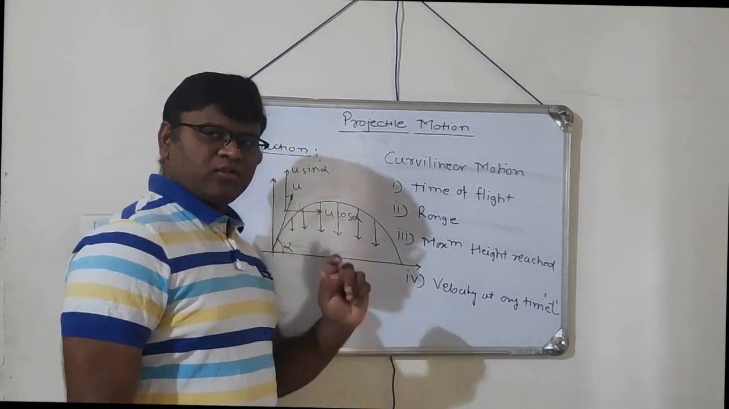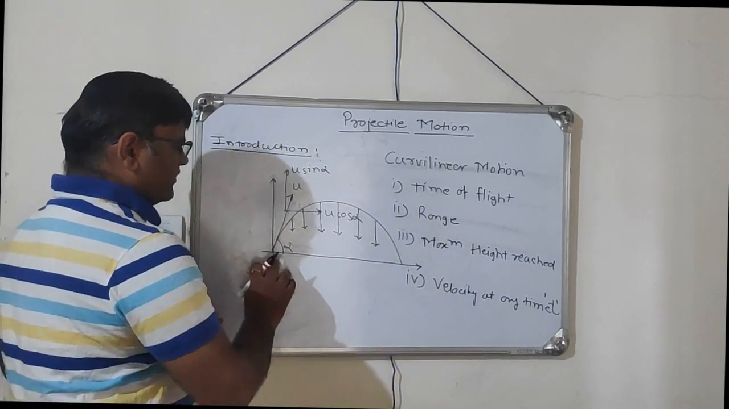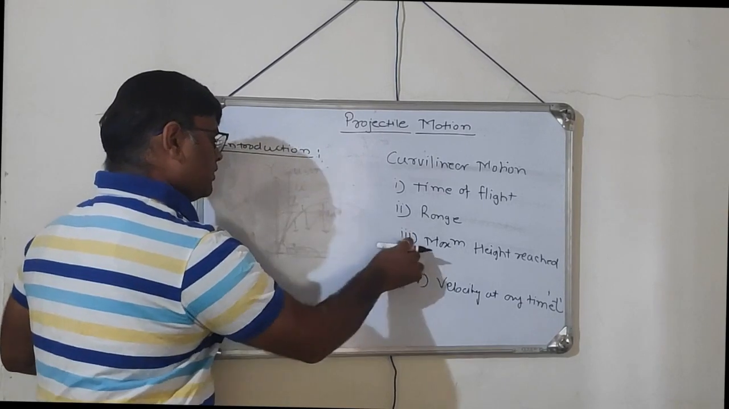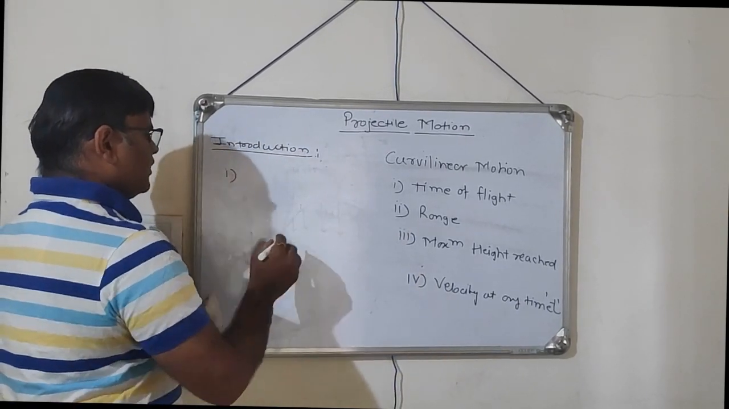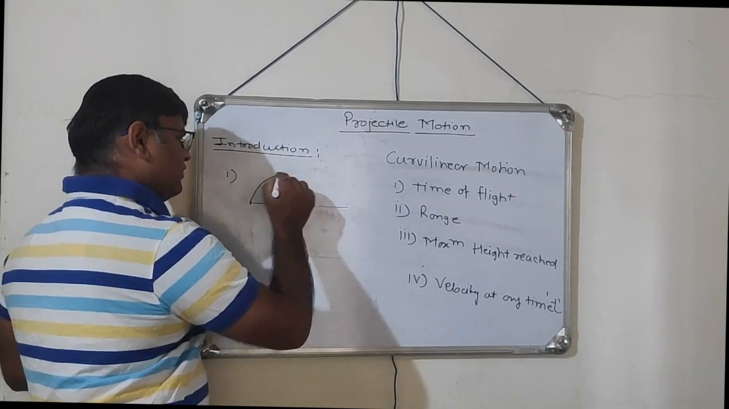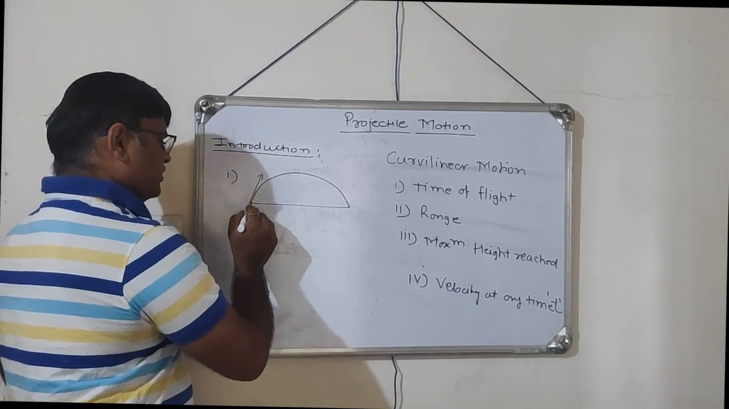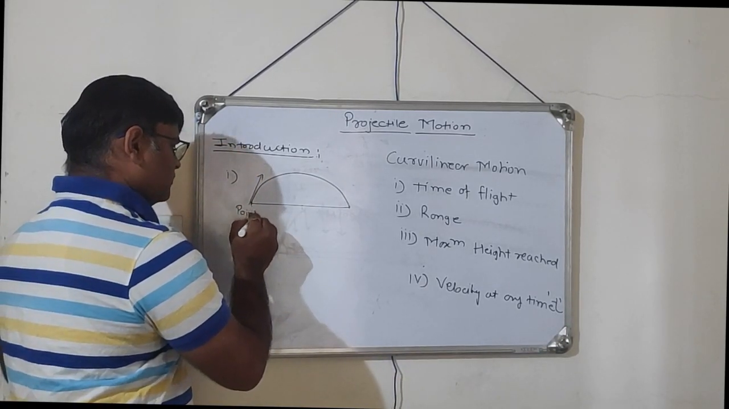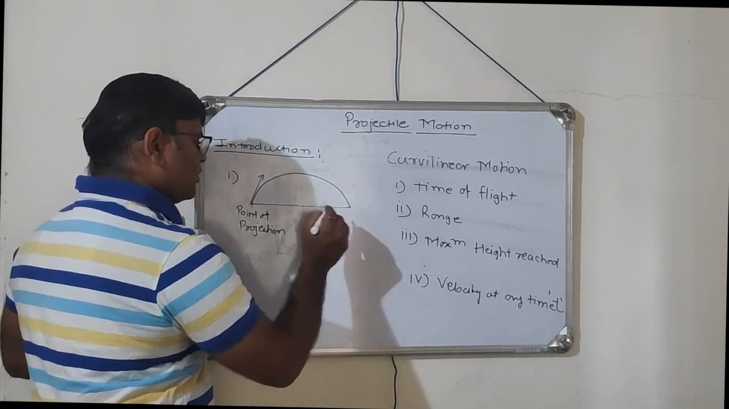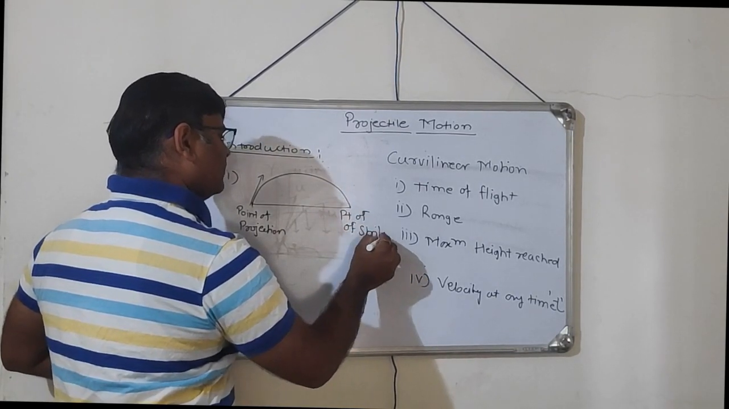Before that, I need to tell you some cases of the projectile motion. So there are a few cases of the projectile motion. The first case is, if I project the particle from the same level and it will strike on the same level. This is the first case. So this is called the point of projection, and this is your point of strike, or we can say it's a target.